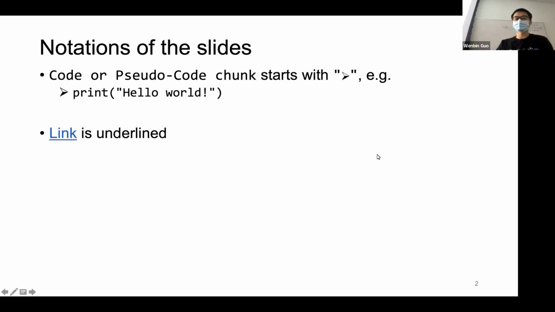So here is a notation for the slides. The code or pseudo code will usually start with this little arrow. For example, print hello world, you can just copy that code and run it from your Python console. And everything with an underline is a hyperlink in this slide, so you can just click it and go to the web page.